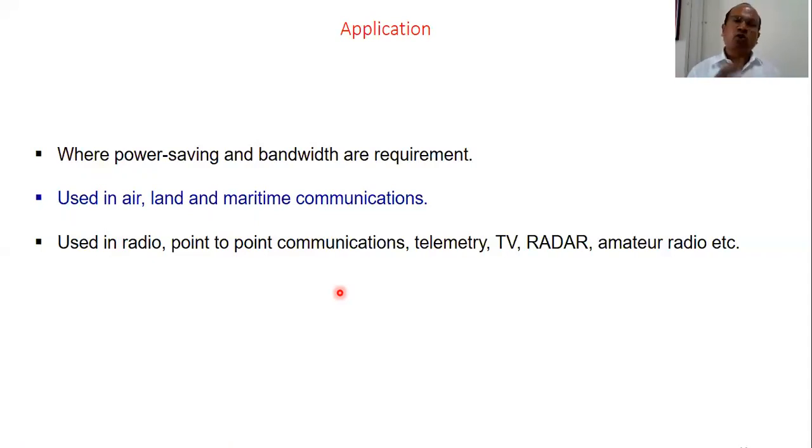So in SSB, what do we do? We reject one sideband and communicate only one side. Now the question arises, which sideband? The sideband which is least likely to be affected by noise and interference can be chosen. Now how can SSB be generated? There are methods to generate an SSB signal.